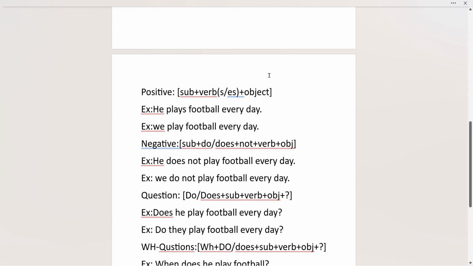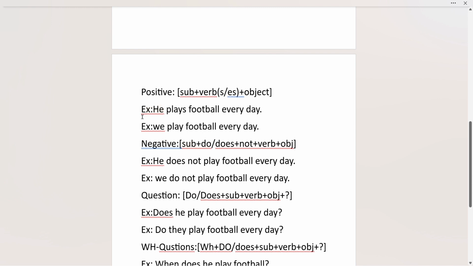First, how to make a positive sentence in simple present tense. We have a structure here. So the subject, as you know, I taught you what the subject is. So we add subject plus verb plus s or es, which is used just for the third person, plus object.